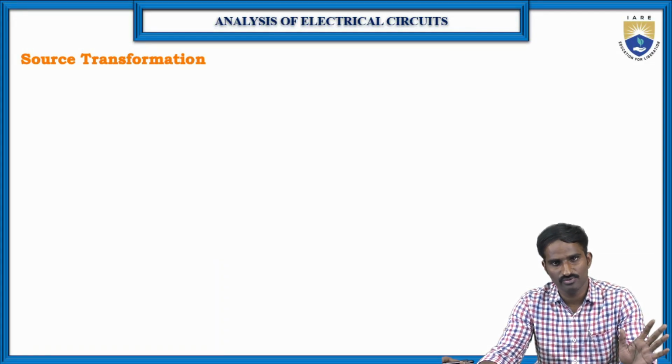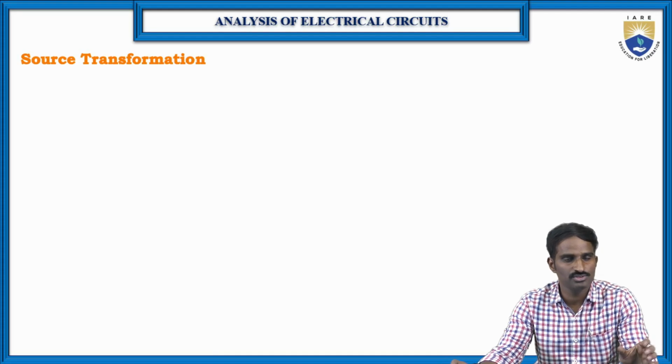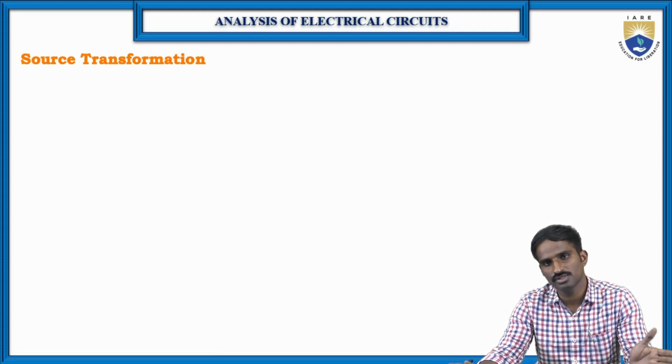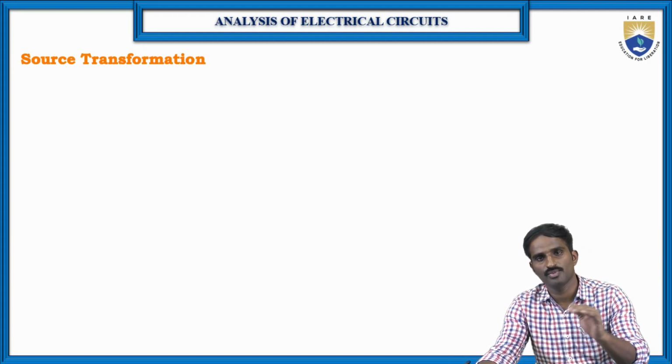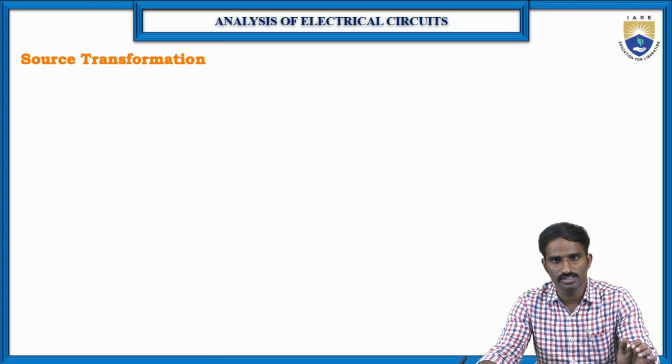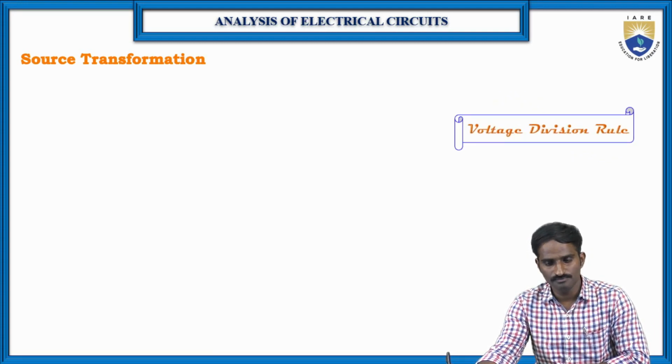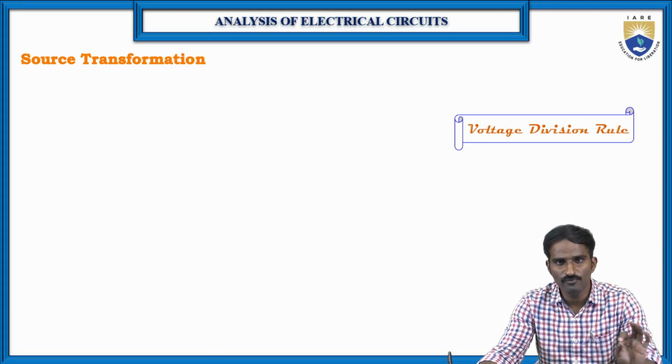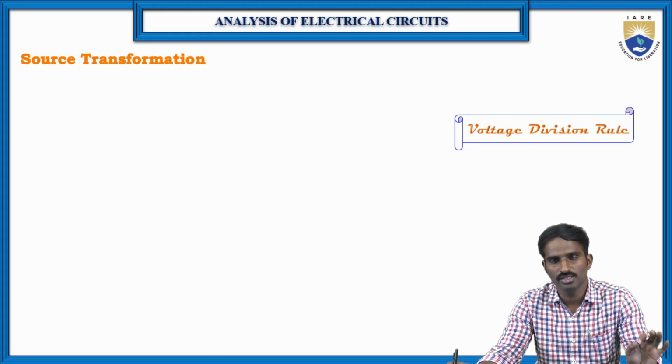What are the different sources that are available? One is the current source, another is the voltage source. Source transformation is nothing but voltage source to current source and current source to voltage source. How we can represent the voltage source in terms of the current source and the current source in terms of the voltage source, we are going to discuss here. But before that, let us discuss the voltage division rule as well as the current division rule.